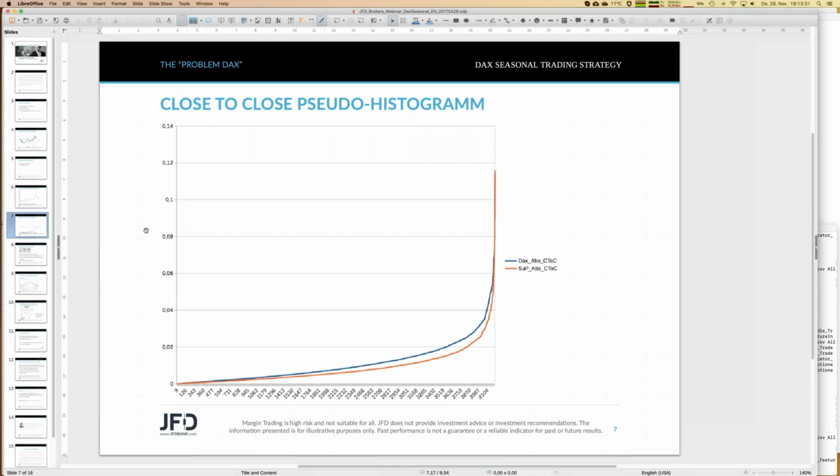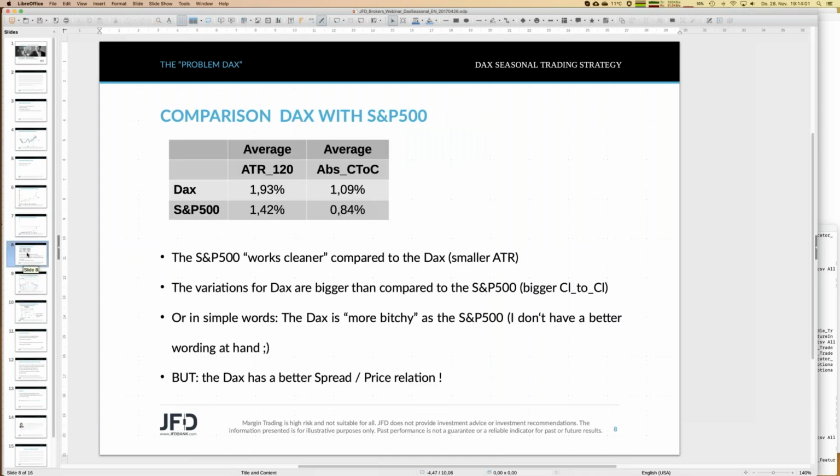pseudohistogram. So once again, for the last 4,000 days, I calculated always the absolute close to close in percent, and then ordered those numbers by size, and then plotted them. Okay, the difference is not that huge here, but still remarkable. So what does it mean? Let me put the two things in one table.